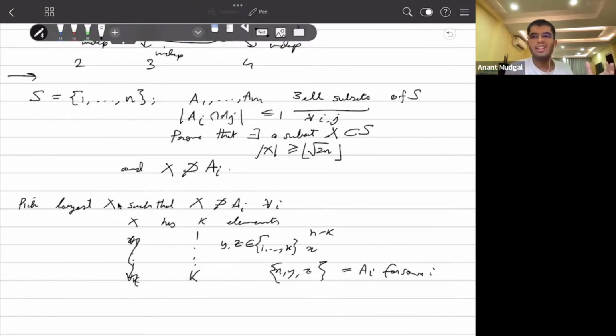So the moment you pick some x outside this k element set, you find a pair of things inside this k element set which makes a triple with it. And no two triples have more than one element in common, so these pairs will always be distinct. You can't have two x's giving the same pair. So that automatically gives you that n minus k is at most k choose 2, which gives the bound.